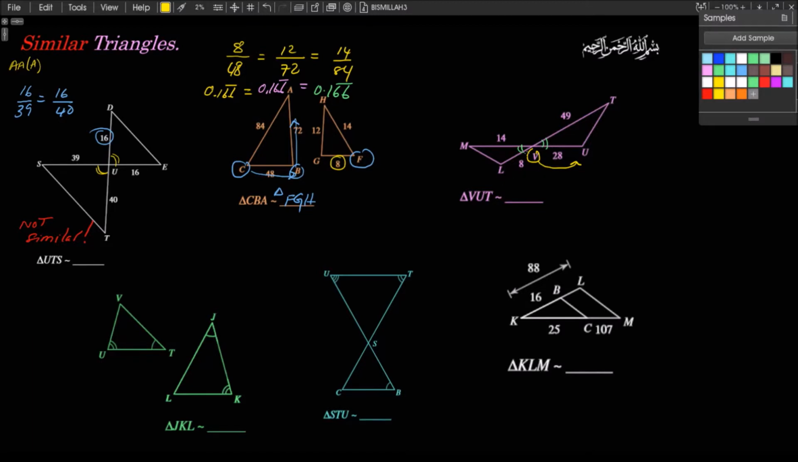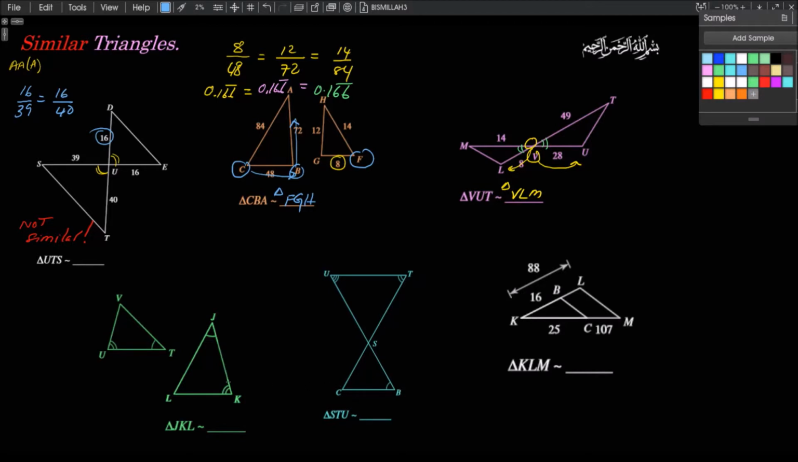It's going to be similar to triangle V. Now we went to the smaller side, so we have to go to the smaller side again. So VLM, right, this. So triangle VUT is going to be similar to triangle VLM. Okay, so far so good. Let's do the next one.